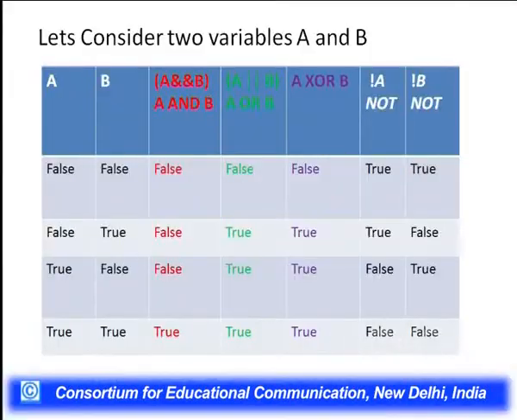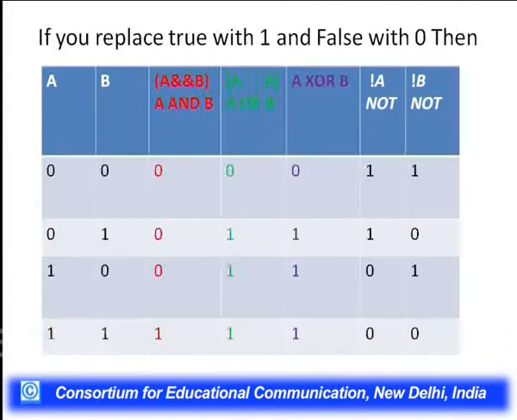Now consider another case. Both inputs are true. A is true and B is true. In that case, applying the AND gate, the result will be true. In the other case, suppose you apply the OR operator on A and B, and the inputs are true and true, so the result will definitely be true. In the case of XOR, both inputs true, then the result is true. And if A is true, NOT A is false, and B is true, then NOT B is false.